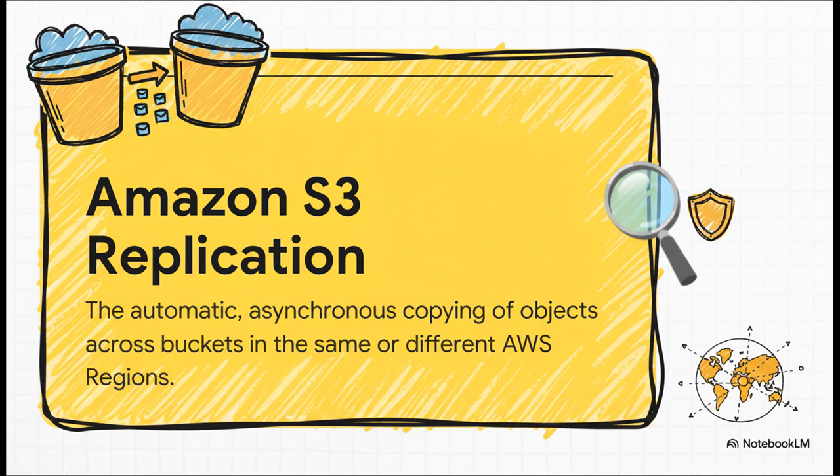Well, at its heart, S3 Replication is pretty straightforward. It's the automatic, asynchronous copying of your stuff across S3 buckets. But, and this is key, don't just think of it as a simple backup. Oh no, it's a fully managed, heavy-duty feature designed for building truly robust, global systems.